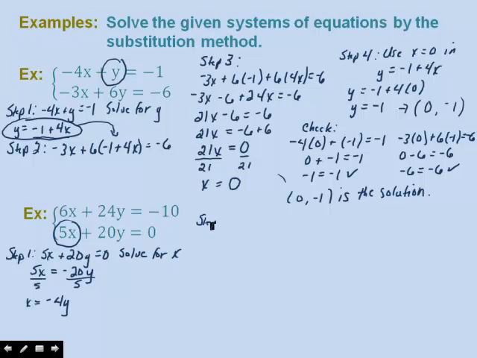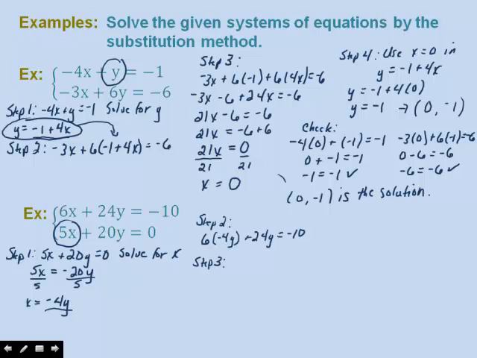Then step 2 for this one is that we're going to take this expression that we got from solving for x and substitute it into the other equation. Since we chose our second equation for step 1, we're going to use our first equation for step 2. And since we had solved this for x, that means we're substituting in for x. So where the x was, we're putting a big set of parentheses. And we're going to substitute in negative 4y.